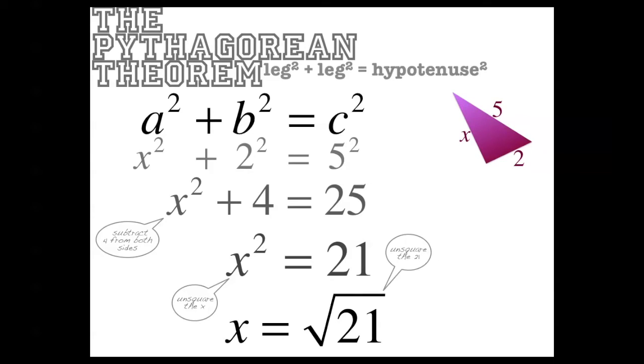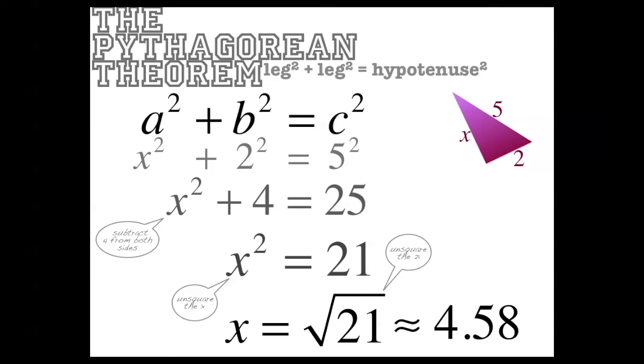In fact, that's an irrational number. It's one of those yucky decimals that's going to keep on going on and on forever. But when you round it, it comes out to approximately 4.58, or we could say that x is about 4.6 in this case. All right, that was an example of a more tricky Pythagorean theorem problem.